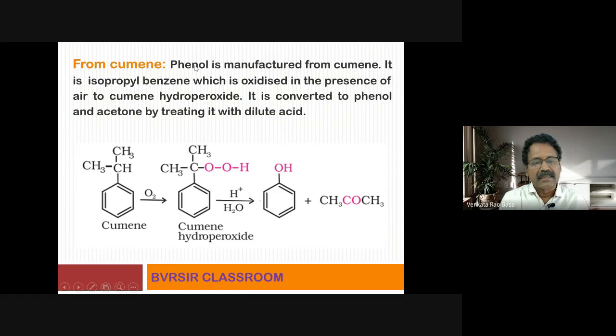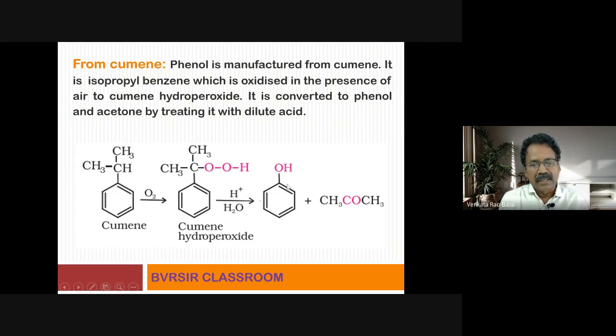Let us see the statement written here. Phenol is manufactured from cumene. Cumene is isopropyl benzene, which is oxidized in the presence of air to cumene hydroperoxide. So this is the cumene hydroperoxide. It is converted to phenol and acetone by treating it with dilute acid. So this is the step: dilute acid treatment, and cumene hydroperoxide finally gives rise to phenol.